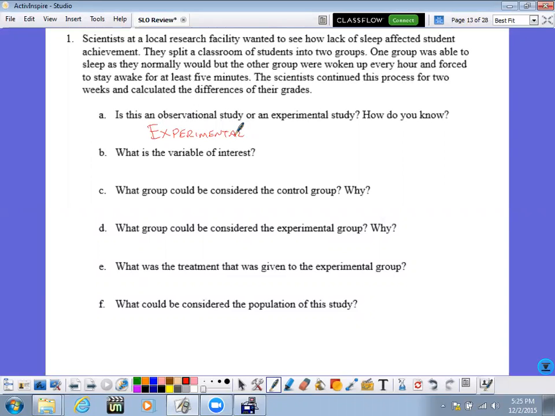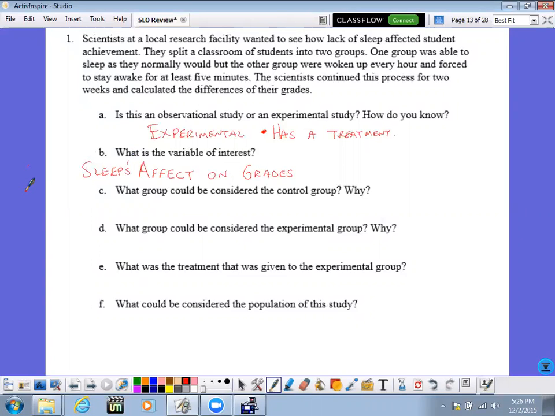The reason why it's experimental is because a couple things we could look at really, but number one, it has a treatment. Not only does it have a treatment, but it talks about the exposure of two different groups. One group got something, one group didn't. Your variable of interest is effect on grades or sleeps. Effect on grades, right? Does the amount of sleep affect the grades that you have? That's what the scientists are interested in.